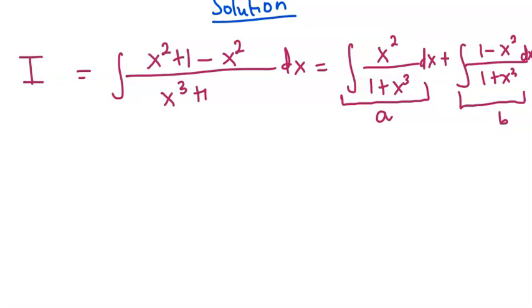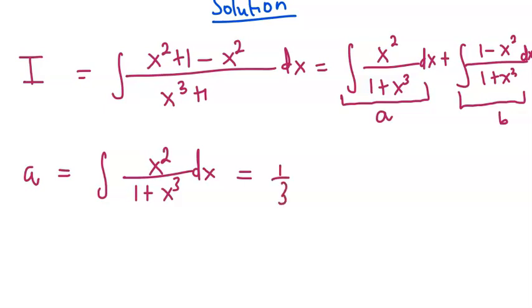So let us evaluate A. A is equal to the integral of x squared divided by 1 plus x cubed dx, right? So this will be equal to, if you put 1 over 3 here, then we're going to have 3x squared divided by 1 plus x cubed dx.